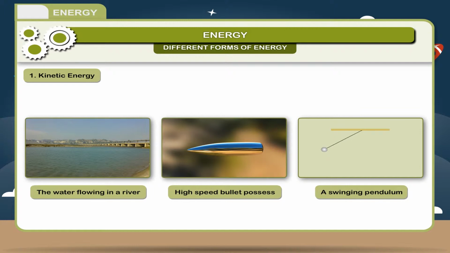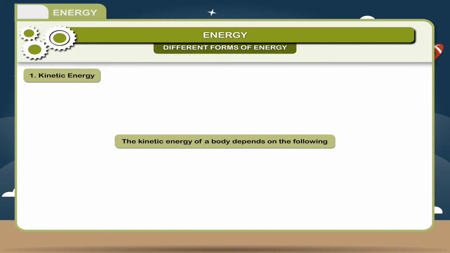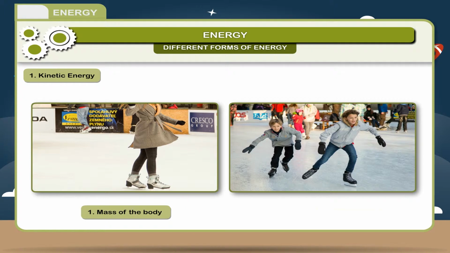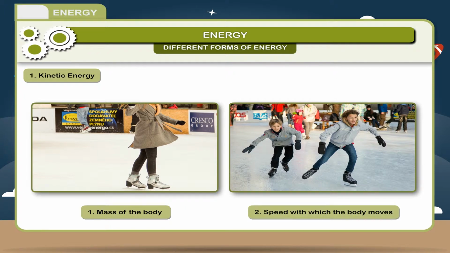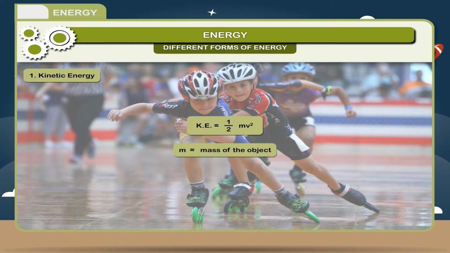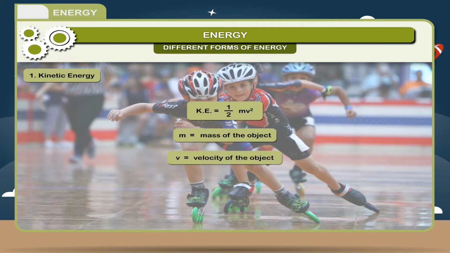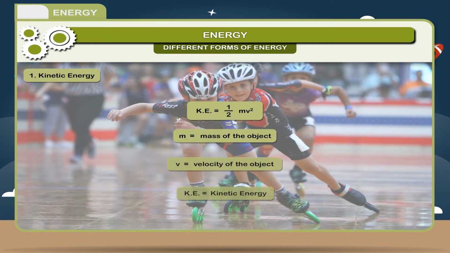A swinging pendulum also possesses kinetic energy. The kinetic energy of a body depends on the following. 1. Mass of the body. 2. Speed with which the body moves. Its formula can be given as kinetic energy is equal to 1/2 mv squared. m is equal to mass of the object. v is equal to velocity of the object. KE is equal to kinetic energy.